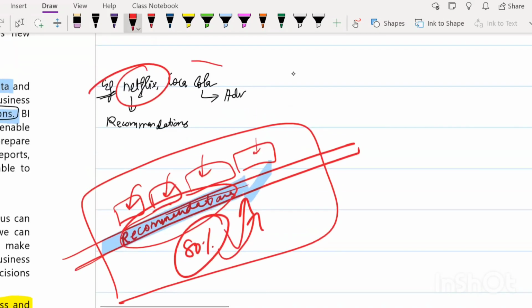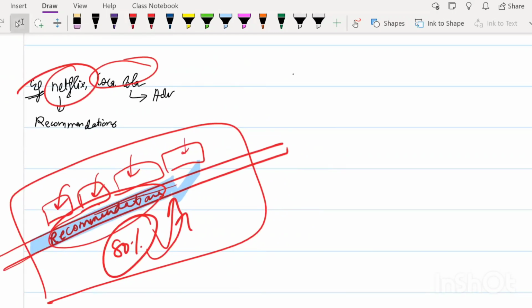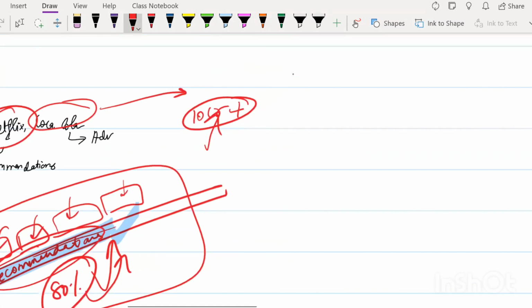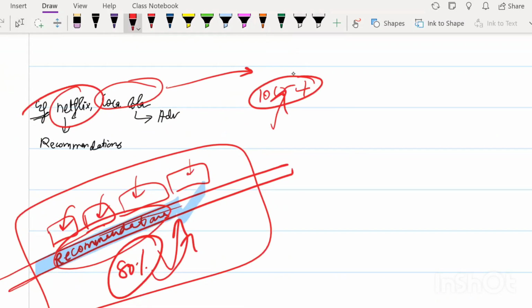Then there is the Coca-Cola company. Coca-Cola has data of around 10 crore plus users who follow Coca-Cola on Facebook, I think. Anytime any of these users posts a picture with a Coca-Cola bottle, it is going to notify the Coca-Cola team admins. This is the kind of business intelligence that they have used.